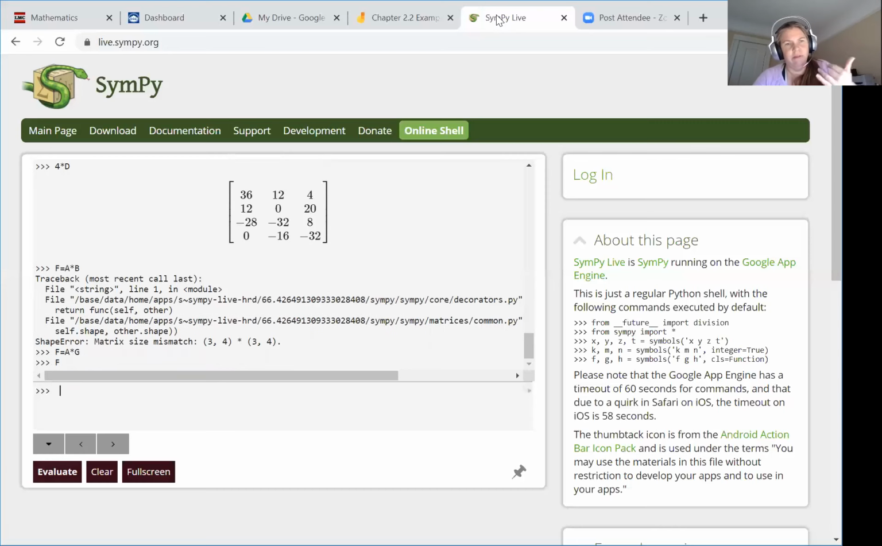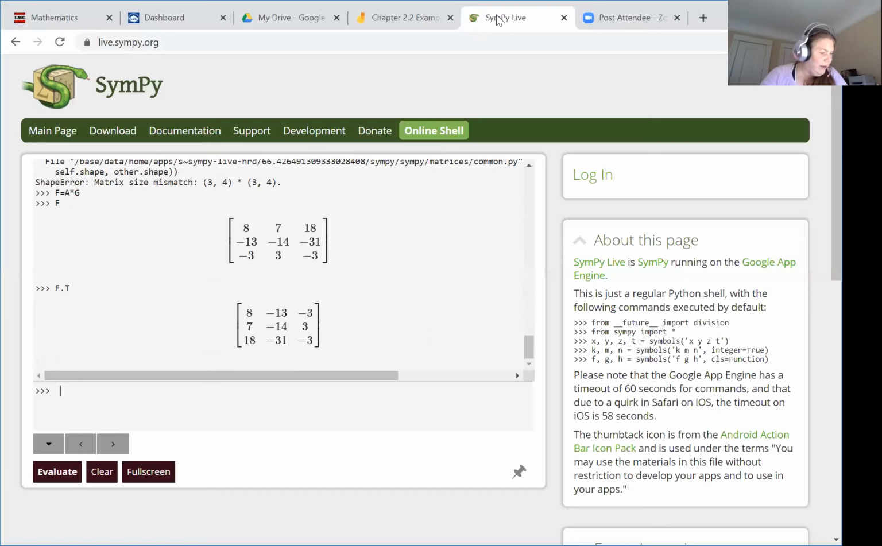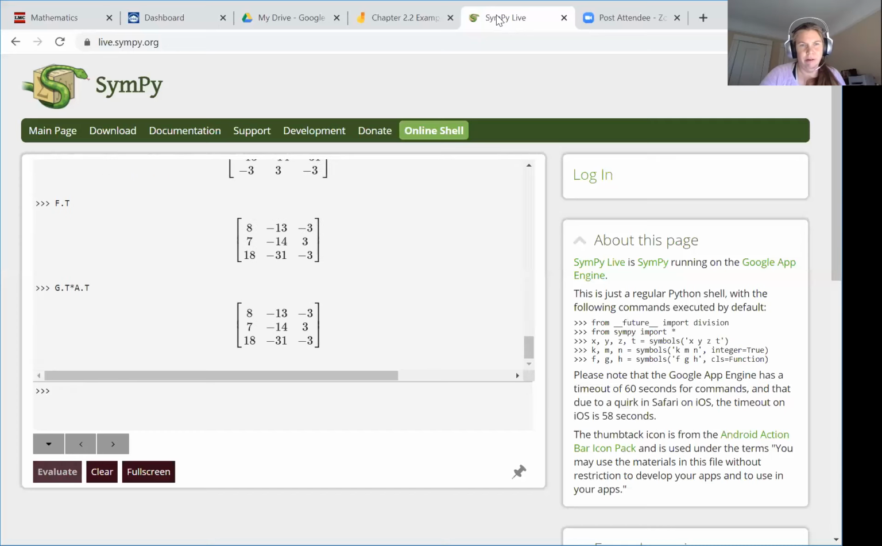All right, so let's look at F. So F's multiplication gave us a 3x3 matrix. And then if we do F transpose, F dot T, there's a transpose of that. So that should be the same thing as if we do G transpose times A transpose. So let's check and see if I do G dot T times A dot T, if it'll give me the same results. And it liked it. Voila, we've got a match here.